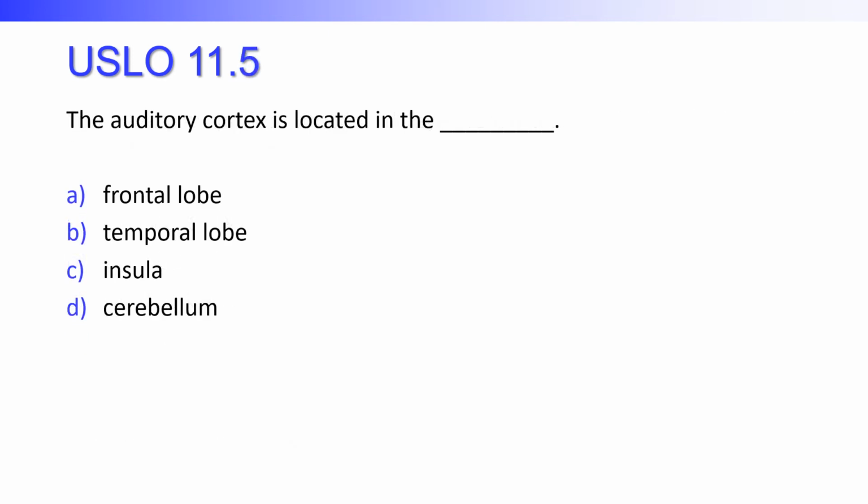The auditory cortex is located in the frontal lobe, temporal lobe, insula, or cerebellum? It would be the temporal lobe.